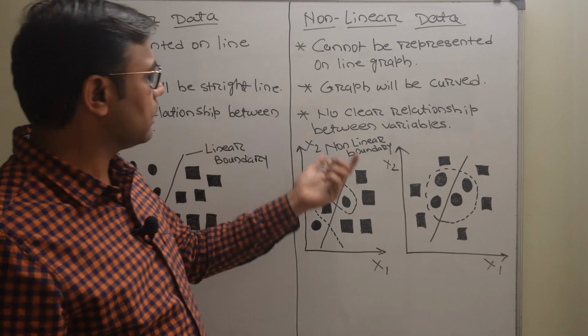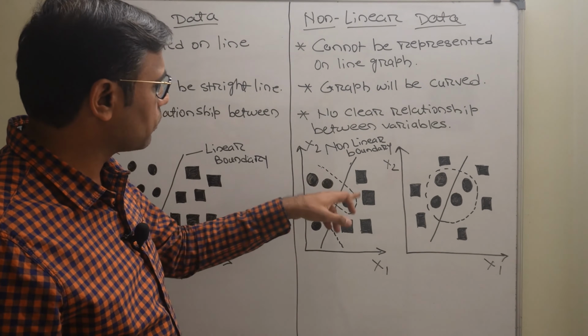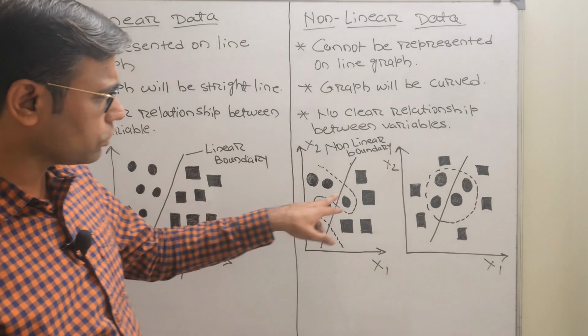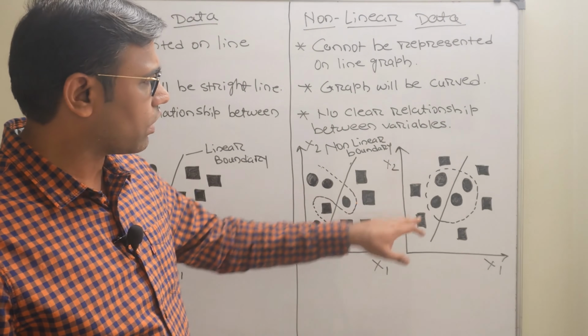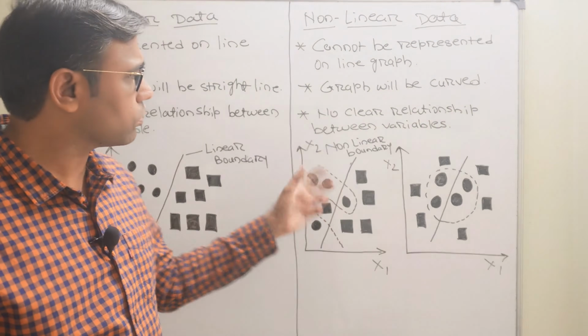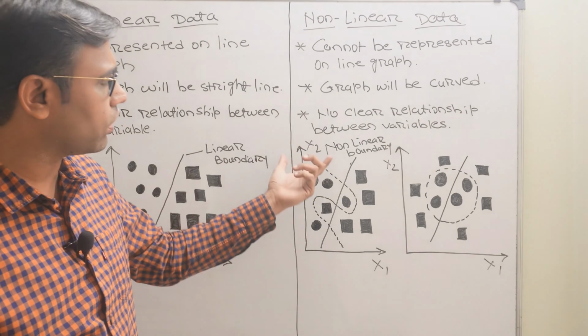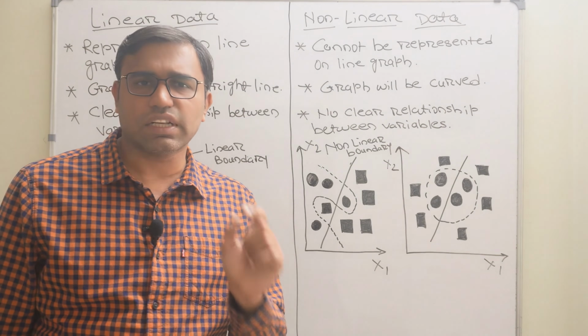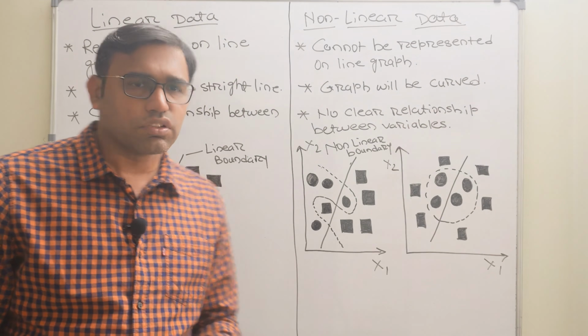While if you check non-linear data, the graph is always a curve. Here again there are two classes, but you will find the graph is a curve between the two classes. So this is the main difference between linear data and non-linear data. Whenever you choose any data set, you must check whether the data set is linear or non-linear.